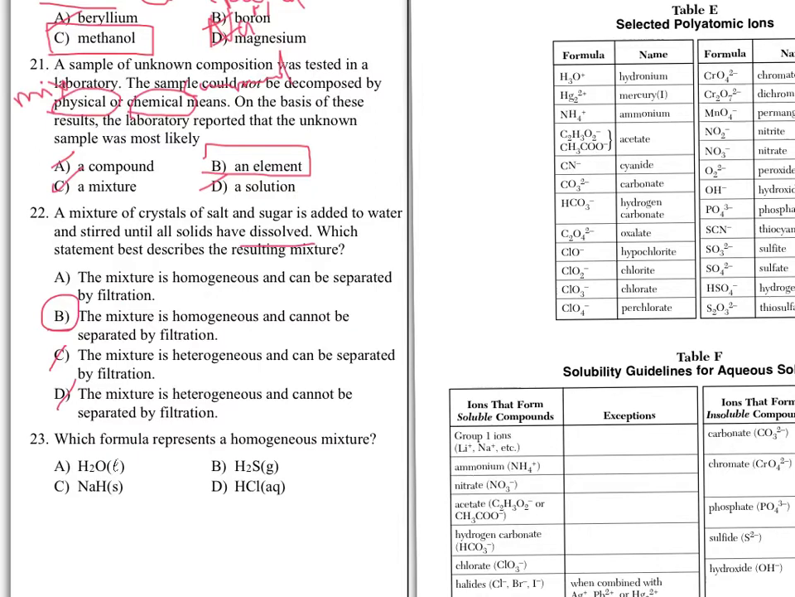Question number 23 is similar where it's asking about homogeneous mixtures. When things are dissolved in water, they are left with the chemical symbol AQ, meaning aqueous, which is in water. Think agua.